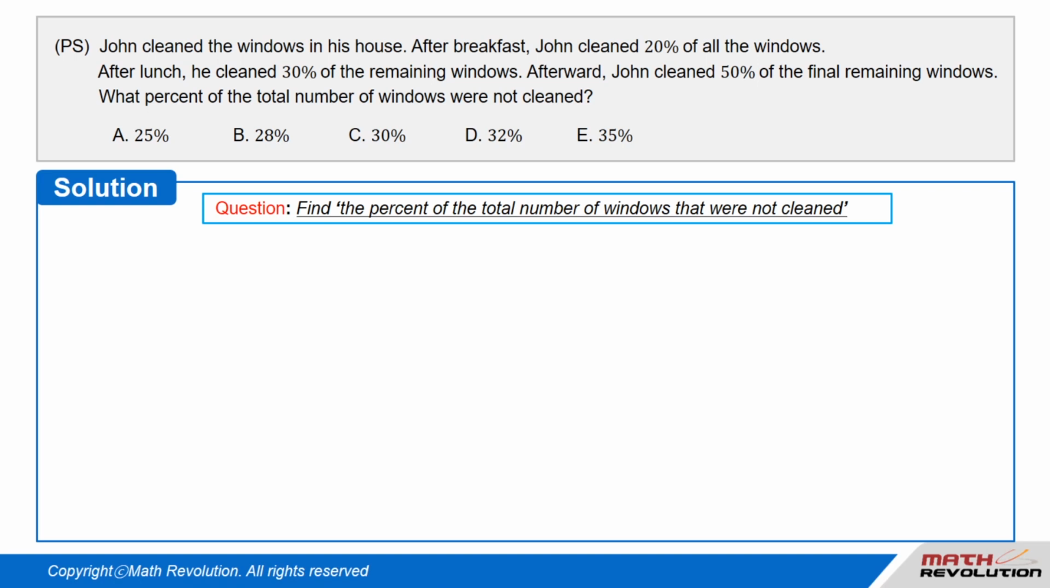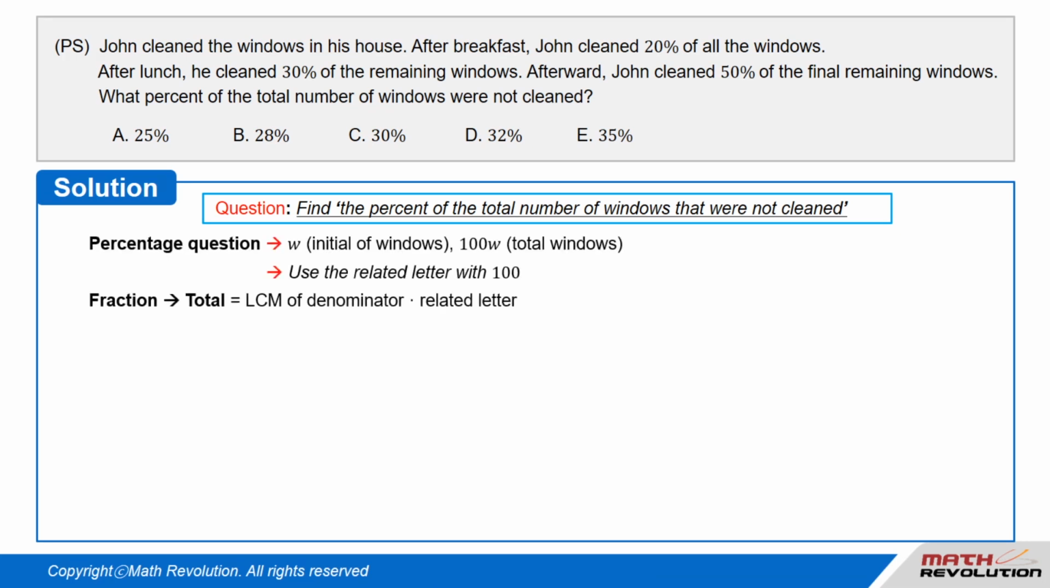We have to find the percent of the total number of windows that were not cleaned. In cases where a problem deals in percent, we use the related letter with 100. And in cases of problems dealing with fractions, we will use the LCM of the denominators multiplied by the related letter. This question deals with percentage, so we will use 100 and the letter W from the word windows to get the total windows as 100W. It is important to attach 100 to the percentages. This is how you avoid making decimal errors.